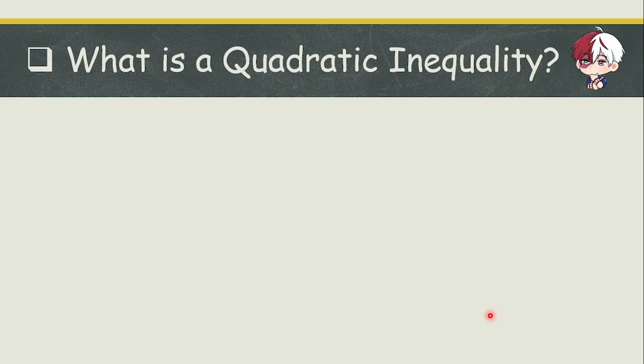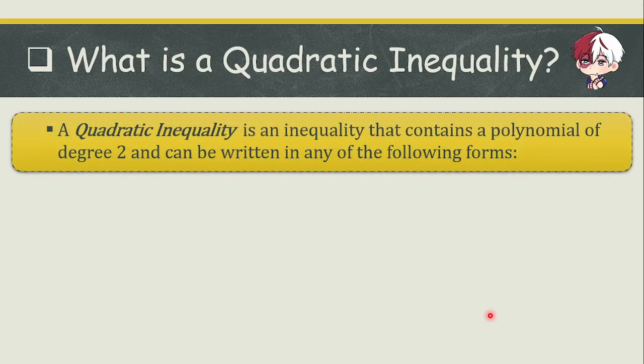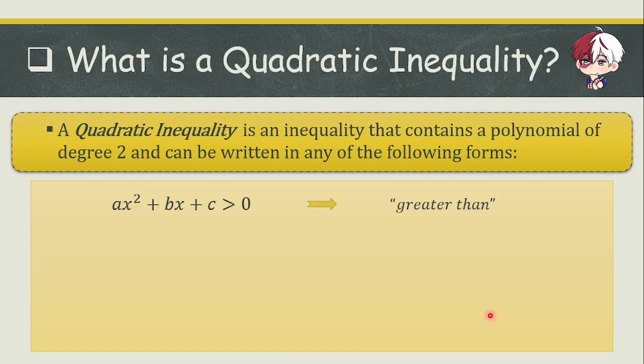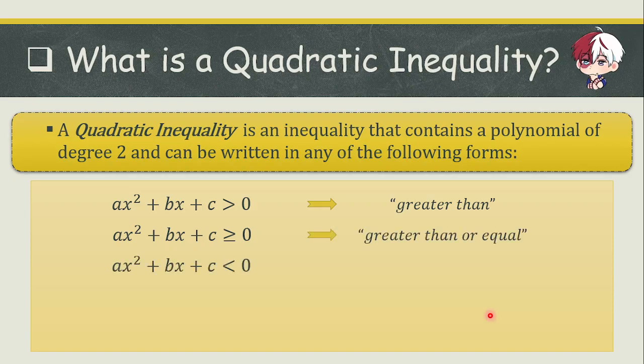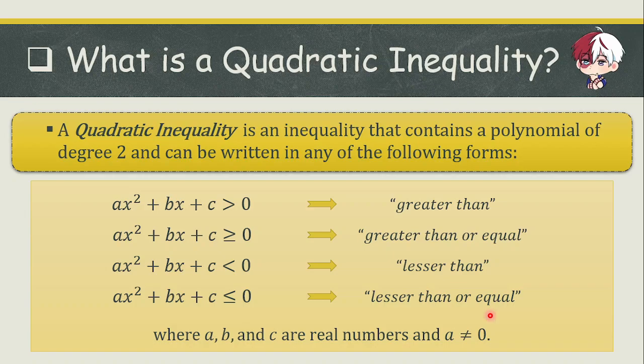What is a quadratic inequality? A quadratic inequality is an inequality that contains a polynomial of degree 2 and can be written in any of the following forms. Ax squared plus bx plus c is greater than 0. Ax squared plus bx plus c is greater than or equal to 0. Ax squared plus bx plus c is lesser than 0. Ax squared plus bx plus c is lesser than or equal to 0. Where a, b, and c are real numbers and a is not equal to 0.